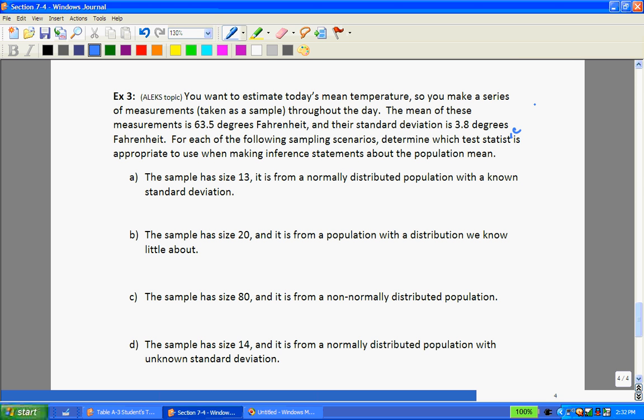Okay, so a little bit of backtracking here. This has to do with the central limit theorem.